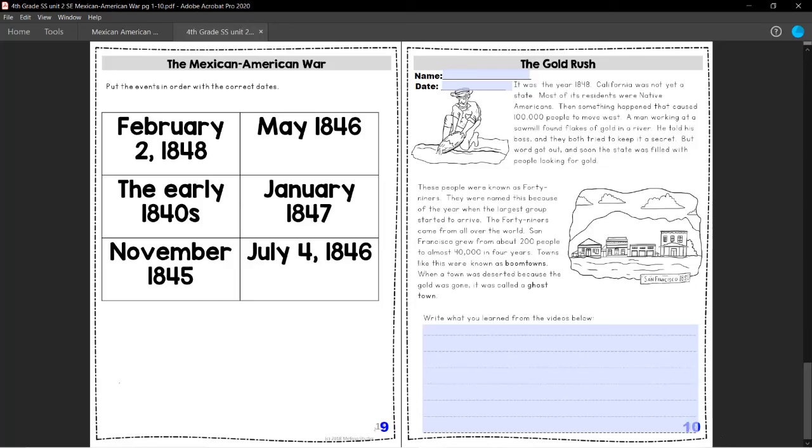Please make sure you write down enough information. 1 or 2 things is not enough. Try and fill up that section and fill out those lines.